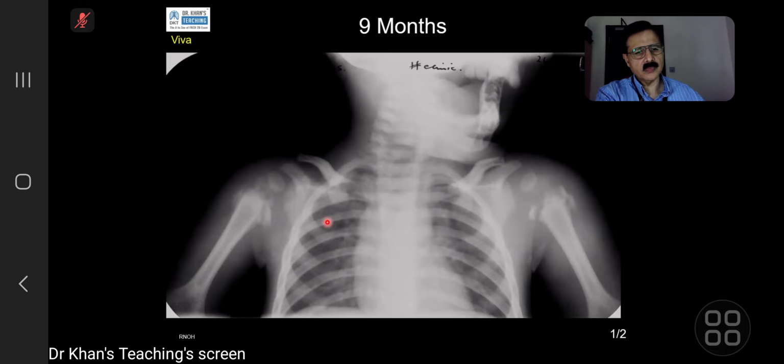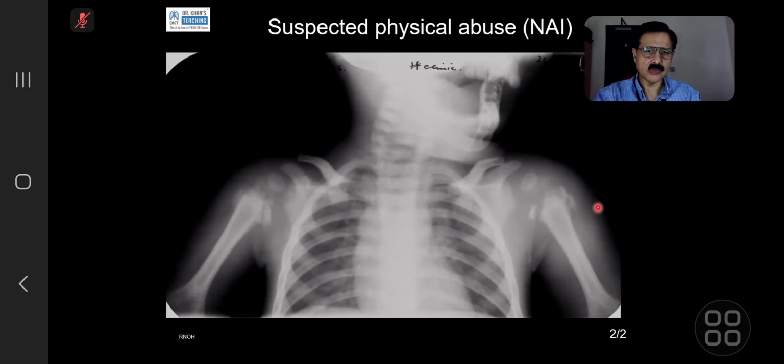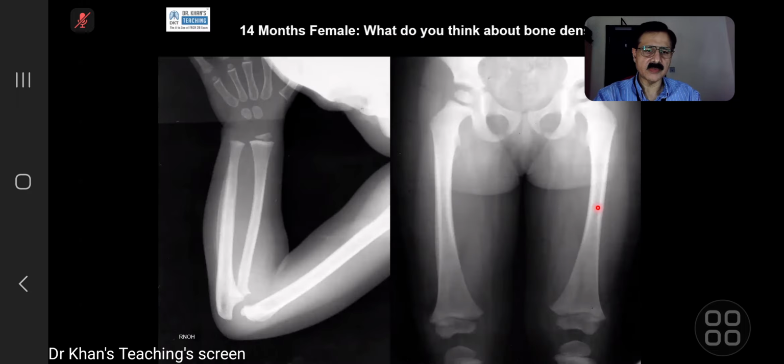Candidate 4. Look at the metaphyseal NAI. Okay, good. So here what is happening is that if you see, there are metaphyseal corner fractures, bilateral, and there is periosteal reaction. It's a classical location, and this is also suspected physical abuse, or previously known as NAI.